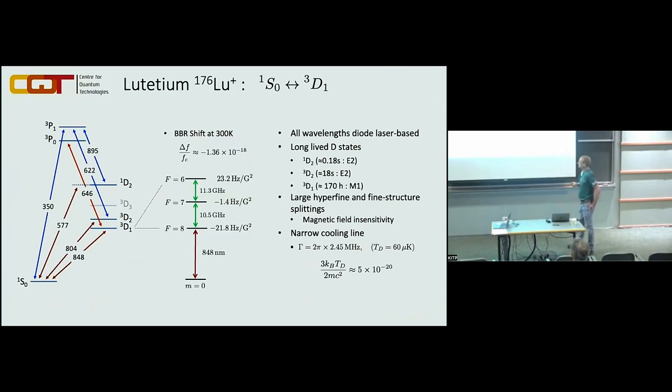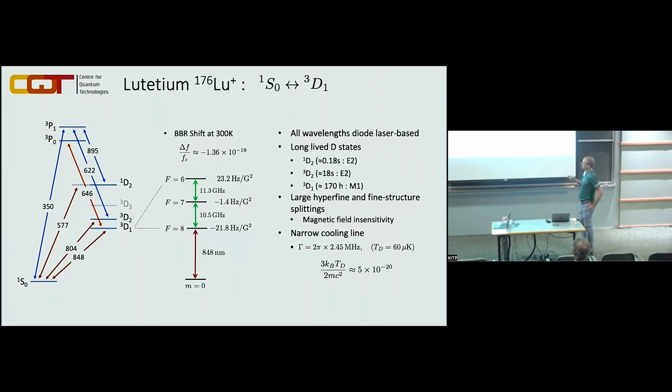Okay, so lutetium has a fairly unique atomic structure. It has a low-lying set of D levels here, which gives us access to multiple clock transitions. We label them by the wavelength of the clock transition. I will often refer to this first one here as the primary, and this one here as the secondary. Both of those clock transitions have nice systematics, so we are able to get reasonably high accuracy performance, or at least I would claim so.